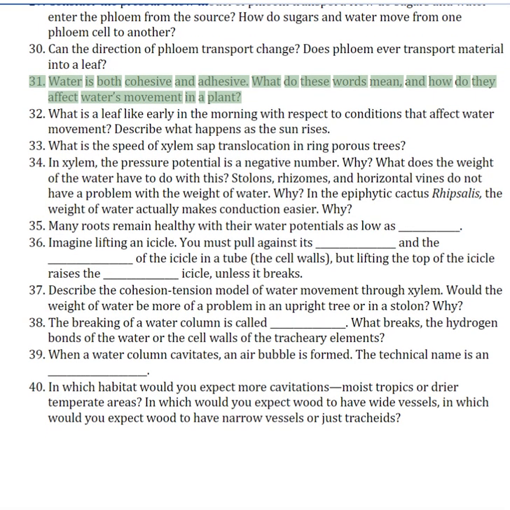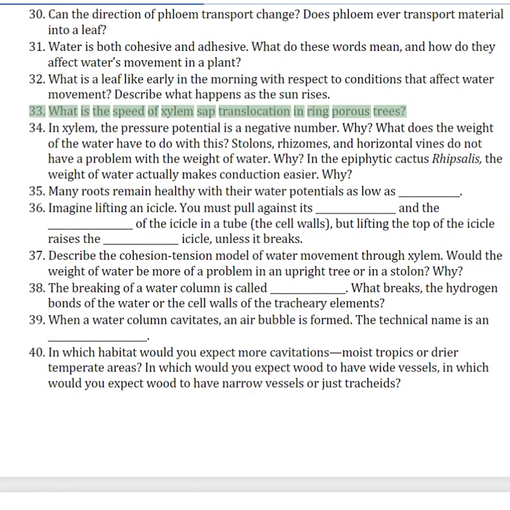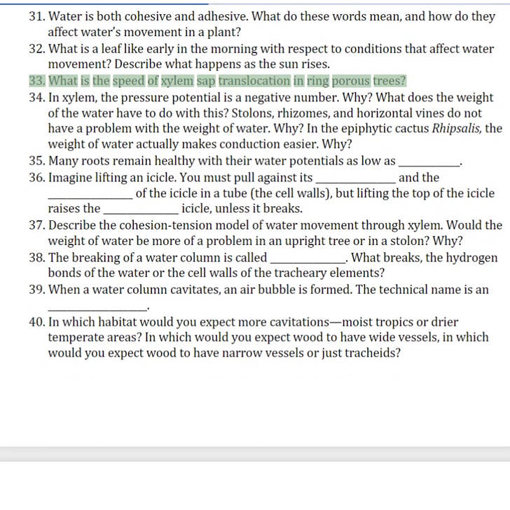31. Water is both cohesive and adhesive. What do these words mean, and how do they affect water's movement in a plant? 32. What is a leaf like early in the morning with respect to conditions that affect water movement? Describe what happens as the sun rises. 33. What is the speed of xylem sap translocation in ring-porous trees?